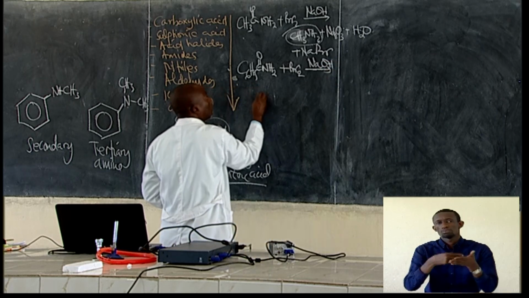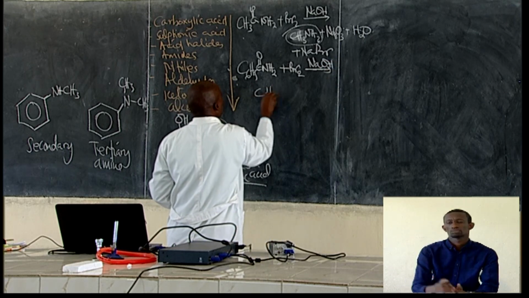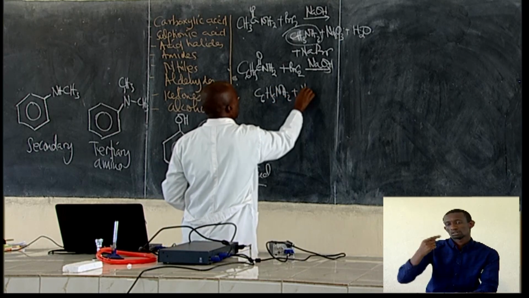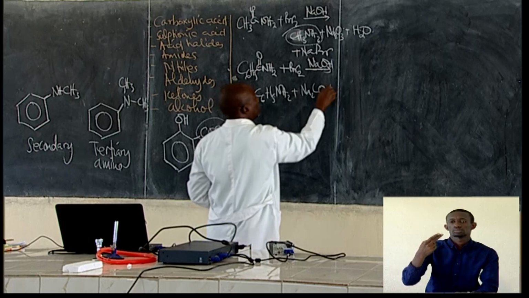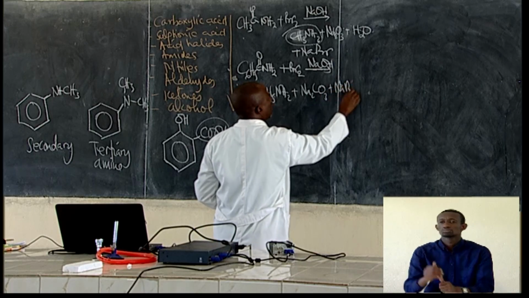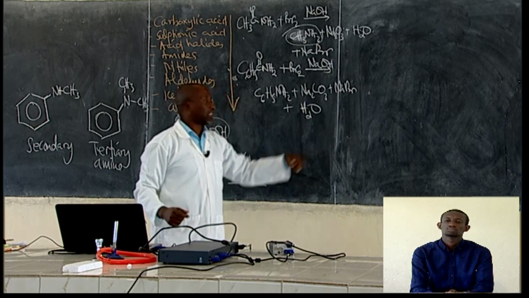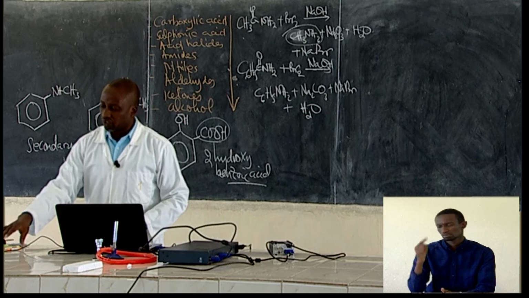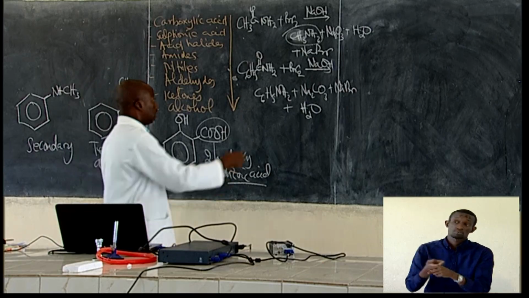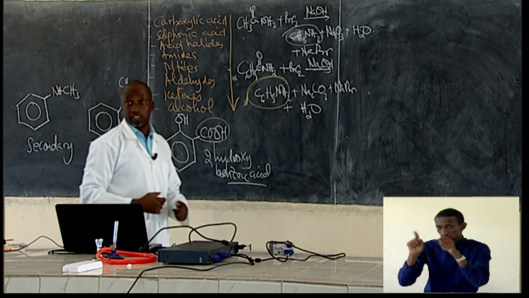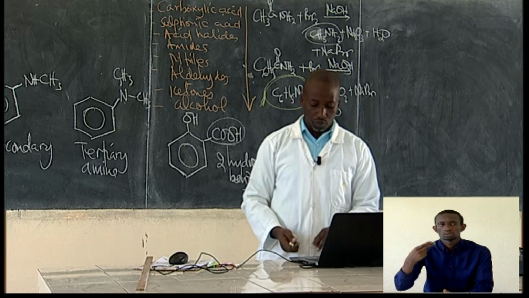And so this one will produce C6H5NH2 plus sodium carbonate plus sodium bromide and water. So these other substituents that are formed are not all that important. The most important compound that is required is this that is being prepared.